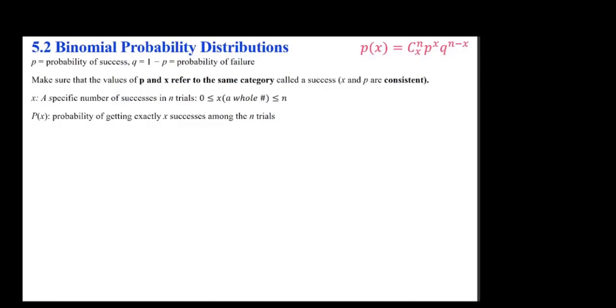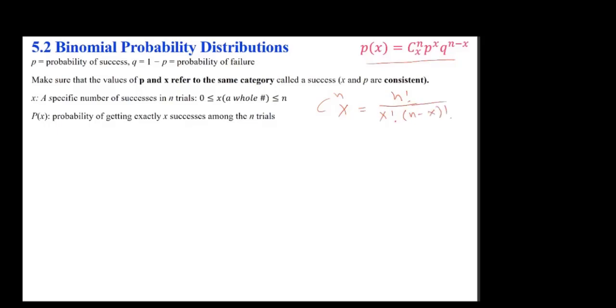P of X is the probability of getting exactly X successes among the n trials. For example, if you toss a coin, I don't know, 100 times, what is the probability of getting, let's say, heads 57 times? Just as an example. The formula that is used is at top here. P of X is C(n,x) p to the power of x q to the power of n minus x. I hope everybody remembers the shorthand notation. C(n,x) refers to n factorial over x factorial times n minus x factorial.